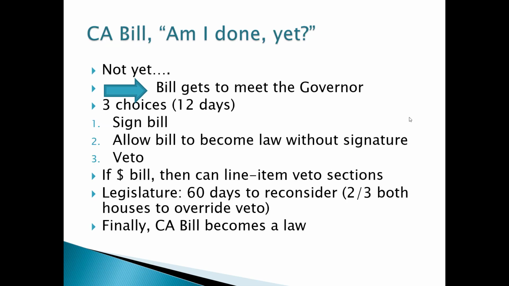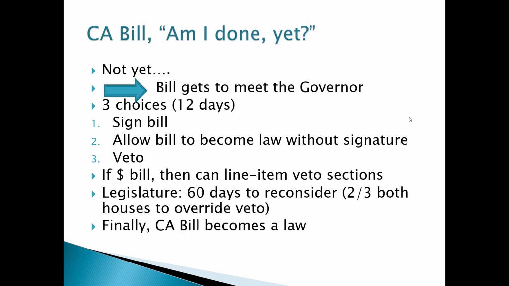So let's say it does finally pass both houses after its amendment, whether through concurrence or through the special committee that works out the differences, and everyone's happy with it. It's passed the House, it's passed the Senate, then it goes to the governor. And the governor has three choices, and the governor has 12 days to make those three choices. So the governor can just agree with the bill and sign it, and then it becomes a law.